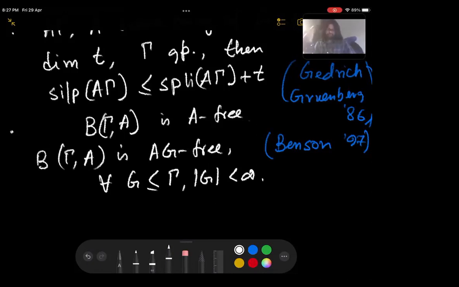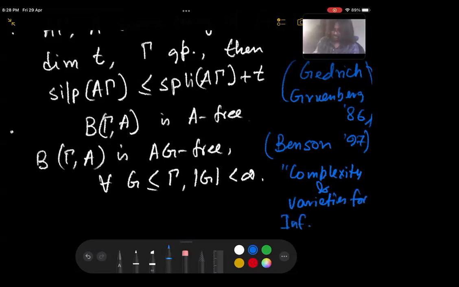So again, both of these results are due to Benson, but it's questionable as to whether or not he brought them out of a vacuum or they existed in some form or the other in the literature for a much longer time. And the reason why B gamma A was interesting to Benson in this paper, so this paper is, if you want to look it up, a very interesting paper. It's called Complexity and Varieties for Infinite Groups, parts 1 and 2. Both of them are in the Journal of Algebra, 97.